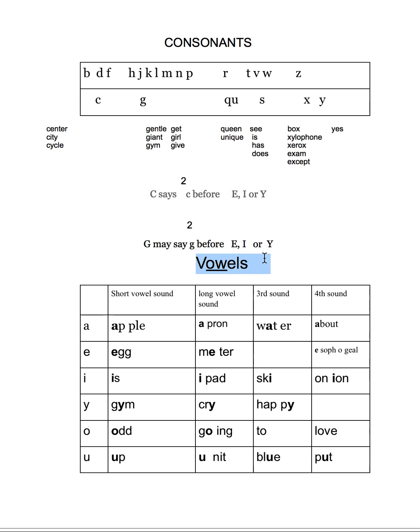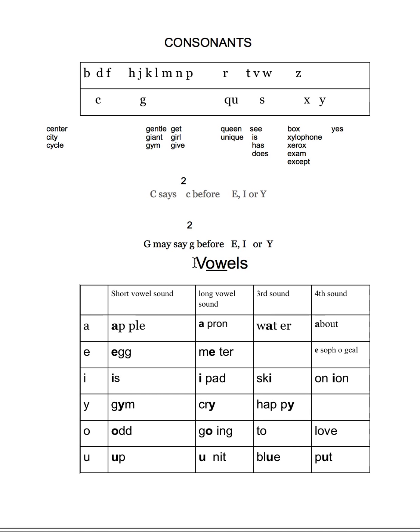Now let's switch to the vowel page. There are 5 vowels in the English language: A, E, I, O, and U. The Y is also a vowel, but I don't include that in the 5 vowels because it says the same sound as the letter I. So whether you say 5 or 6 vowels, either one is okay.